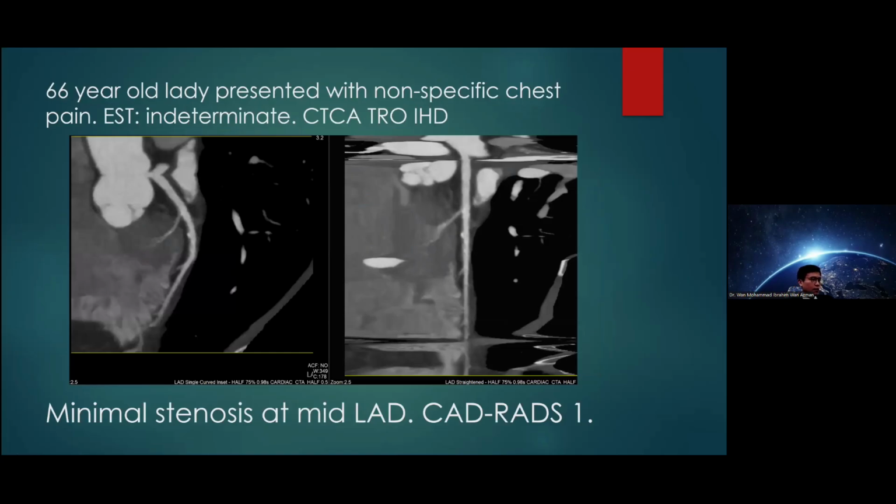This is a 66-year-old lady with non-specific chest pain. Exercise stress test is indeterminate. CT was ordered to rule out ischemic heart disease, and CT showed minimal stenosis at the mid-LAD, which is a mixed calcified and non-calcified plaque. This is the curved MPR, and this is the straight MPR. So this patient was given a CAT-RADS 1.